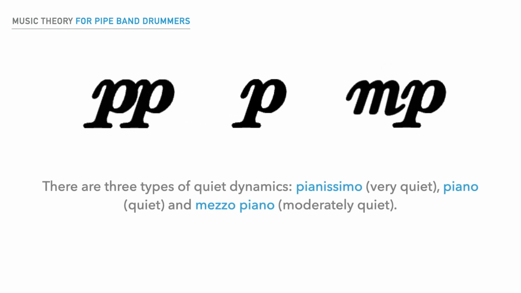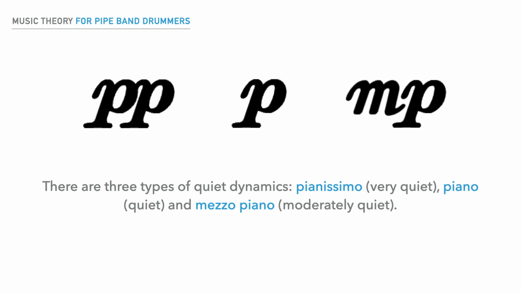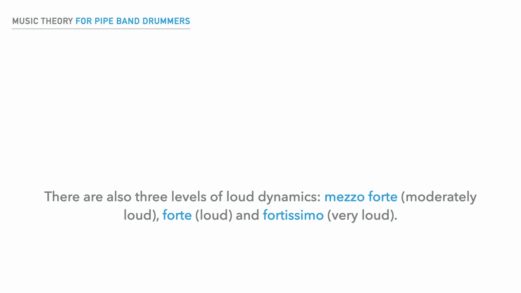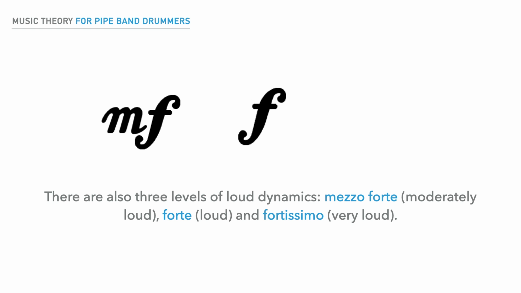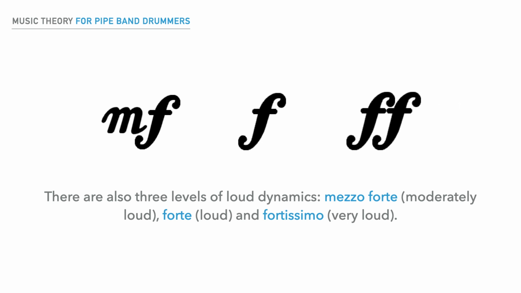There are three types of quiet dynamics: pianissimo, very quiet; piano, quiet; and mezzo piano, moderately quiet. There are also three levels of loud dynamics: mezzo forte, moderately loud; forte, loud; and fortissimo, very loud.